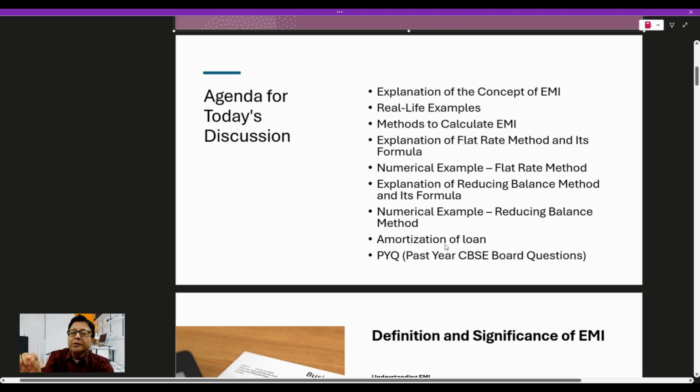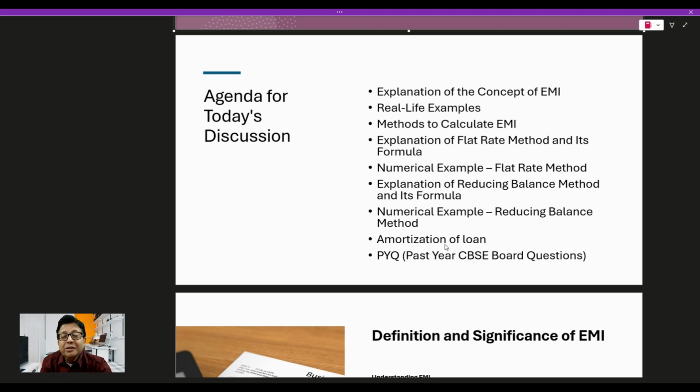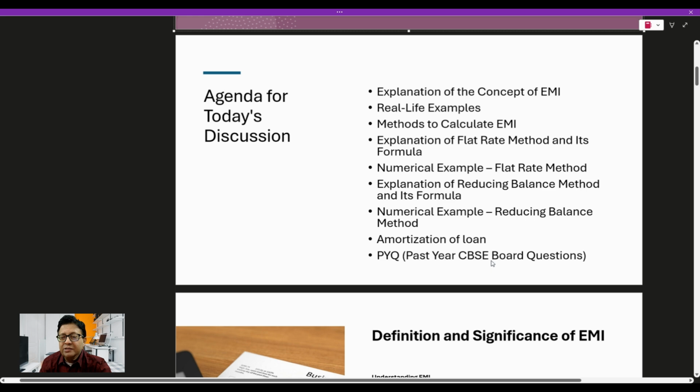I'll take one simple example. If you haven't done it before, do it with me today. It will be done. And PYQ, past year's CBSE board questions on applied mathematics.